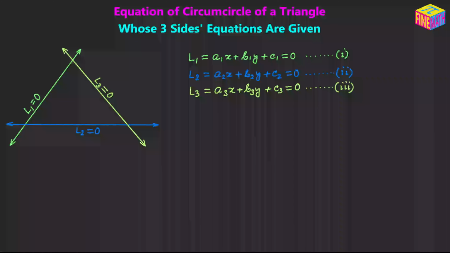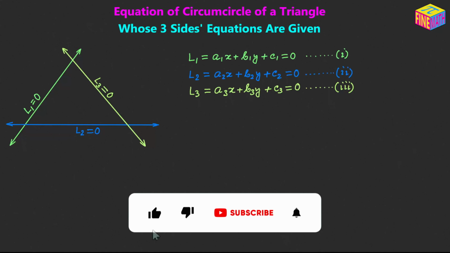Hi everyone, in this video we are going to see how to find the equation of the circumcircle of a triangle whose three sides equations have been provided. Let's suppose you have a triangle like this and the equations of the three sides are like this. From these three equations we have to somehow come up with the equation of the circumcircle.